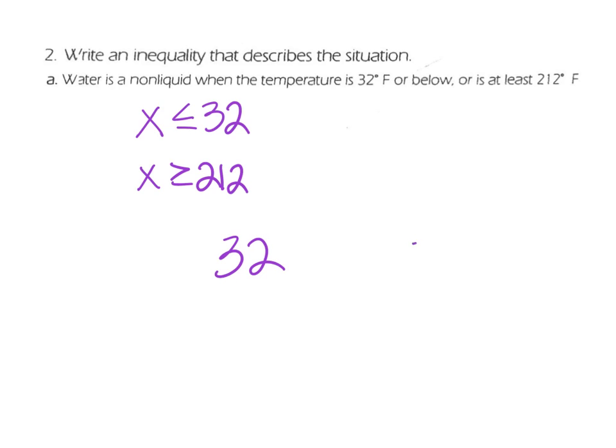Someone want to tell me the 2 inequalities? Because, you know what? I'd love to hear you speak. X is less than or equal to 32. You're right. Lower than 32 degrees makes it freeze. Second one, for gas, X is greater than or equal to 212 degrees. Okay, so compound. Smaller number is 32. Bigger number is 212. X goes in the middle, right?